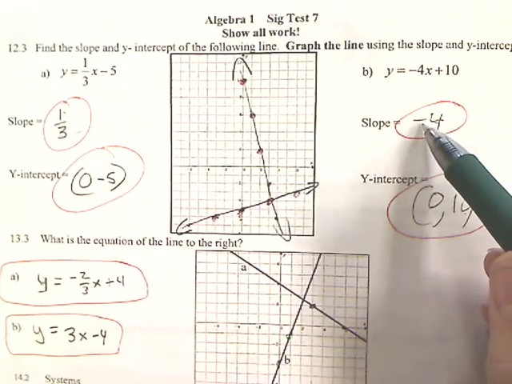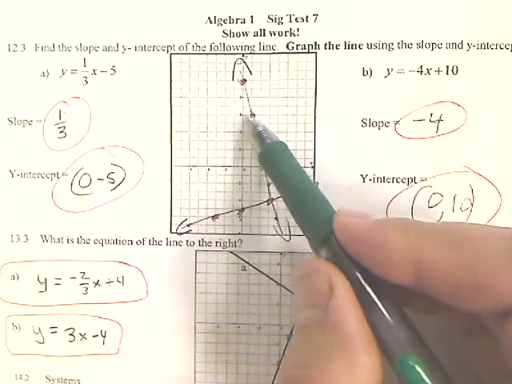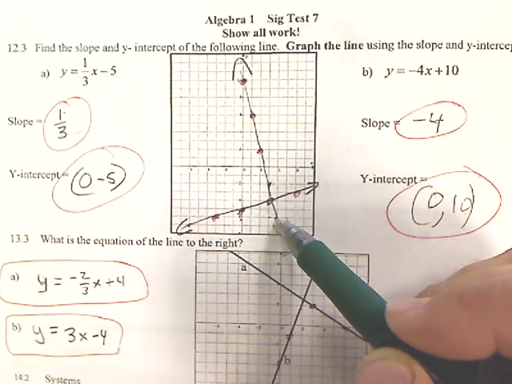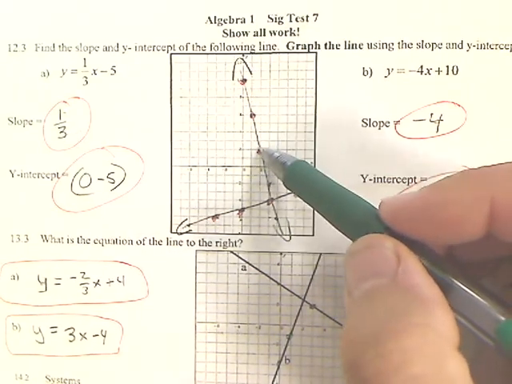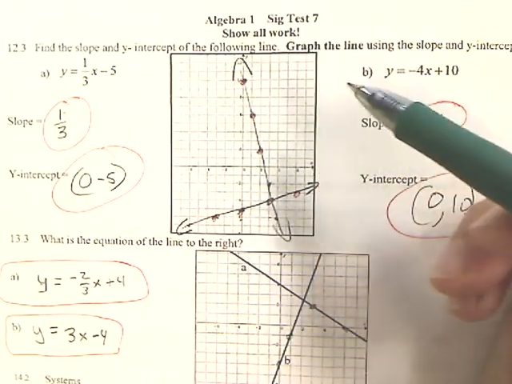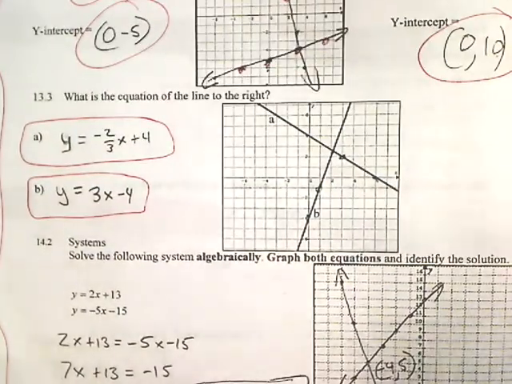So this -4 is the same as -4 over 1. So you go down 4 over 1, negative over positive. Or if you're going back the other direction, you go positive over negative. Both give you a negative slope. Now we're going the other direction.